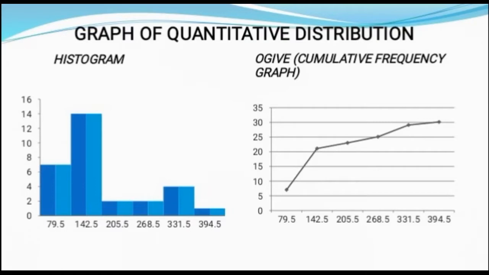So this is the graph of quantitative distribution. In the histogram, our x-axis, we base it on the class boundary, and the y-axis, we base it on the frequency of the given data. In the ogive, we base our x-axis on the class boundary and the y-axis on the cumulative frequency. In the frequency polygon, we base our x-axis on the class mark, and the y-axis on the frequency.